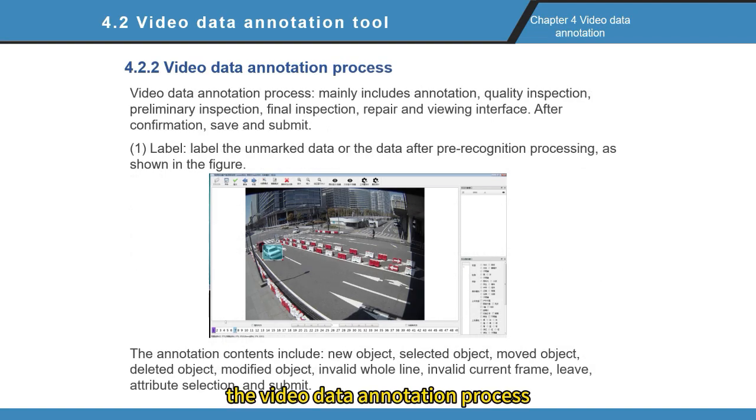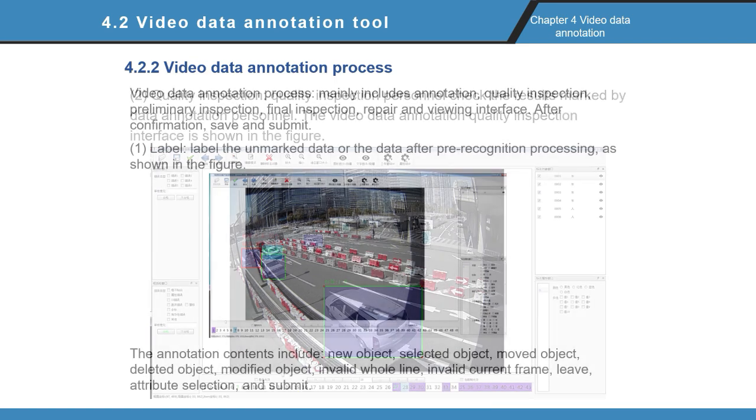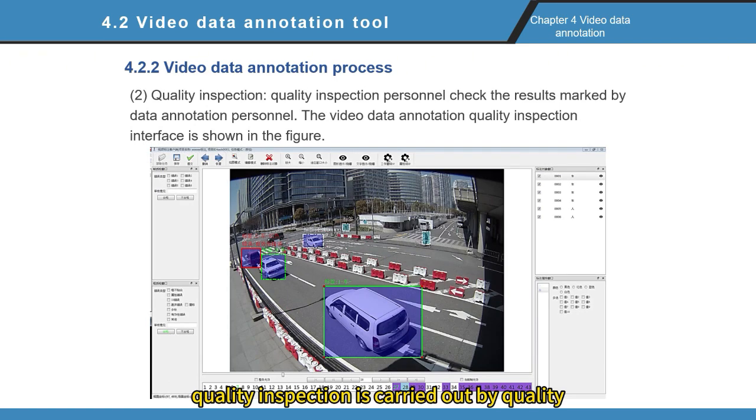The video data annotation process mainly includes annotation, quality inspection, preliminary inspection, final inspection, rework, and the viewing interface. After confirmation, the data is saved and submitted. When labeling, we deal with unmarked or pre-recognized data, and the annotation contents include new objects, selected objects, moved objects, and so on. Quality inspection is carried out by quality inspection personnel to check the results marked by data annotation personnel. The video data annotation quality inspection interface is shown in the figure.